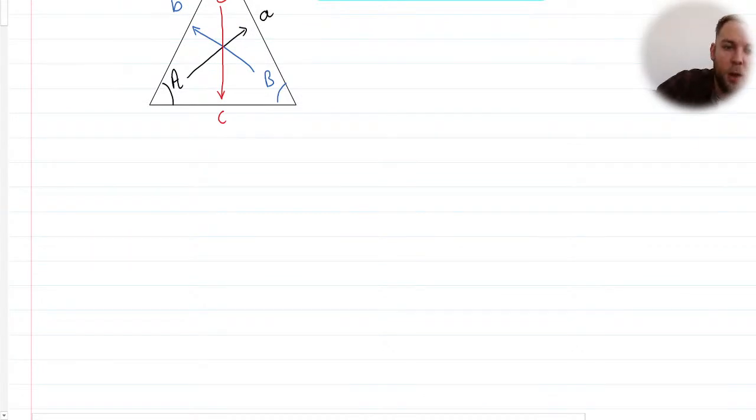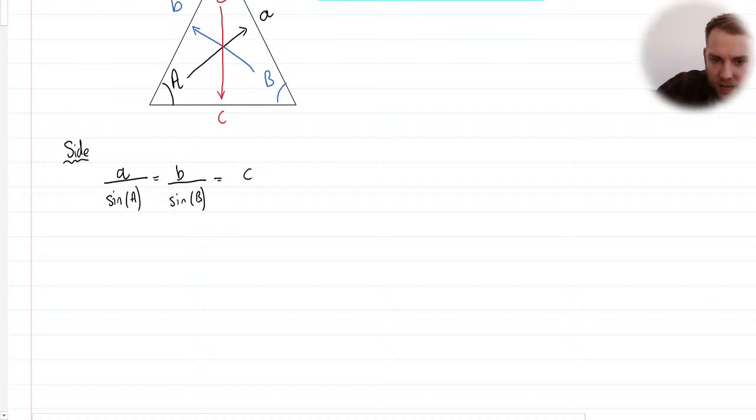They're both very similar, but if you want a side, the best rule to use is little a over sine of capital A is equal to little b over sine of capital B is equal to little c over sine of capital C. So that's if you want a side, that's the sine rule. Now you might think to yourself, well, why are they all equals? It means that any of those can be equal to each other. Okay? We'll talk about that a little bit more later when we actually do a question.